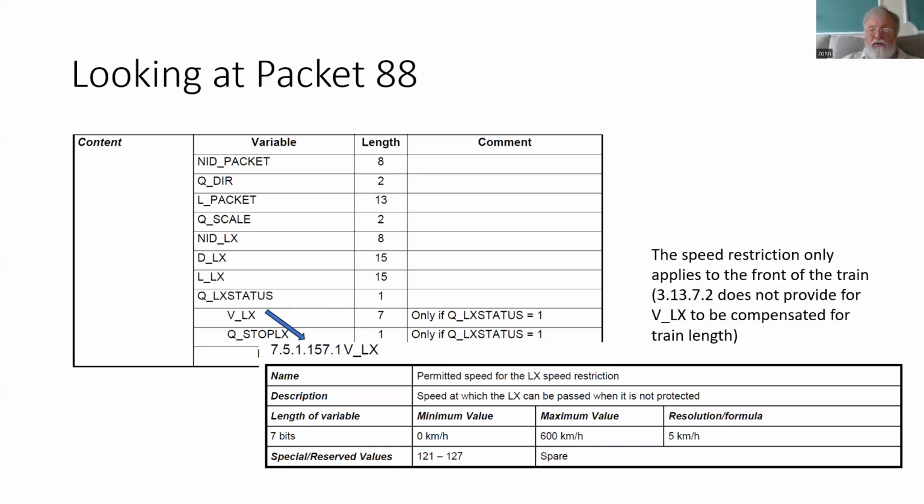You should note that the speed restriction only applies to the front of the train. Whilst it is not explicitly stated anywhere in the subsets that I could find, 3.13.7.2 of Subset 26 lists those speeds for which the speed will be compensated for the train length when it is incorporated into the most restrictive speed profile, and V_LX is not listed there, so we could assume that it will only ever apply to the front of the train. That makes sense.